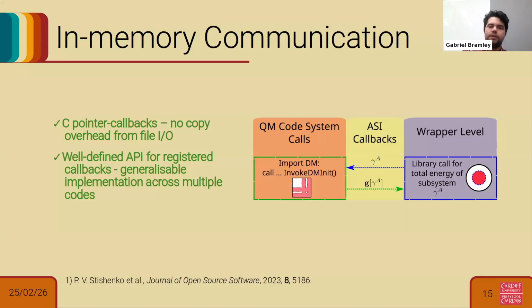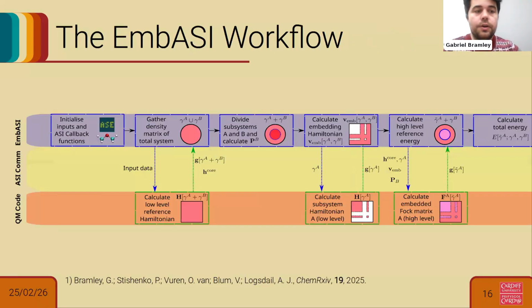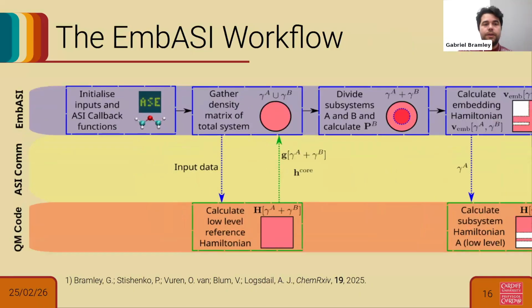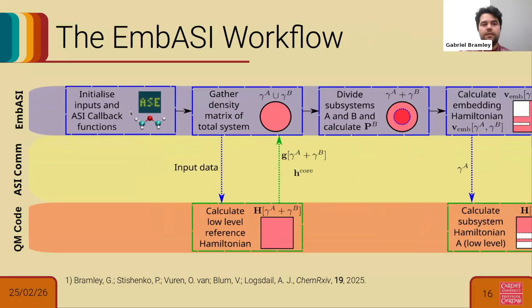We can perform copy operations if we need to, or we can just use the C-based pointers without deallocating them in the code. So this saves us a little bit of trouble in the sense that we're not shuttling information to the disk, which is hopefully a little faster. So overall, the EmbASI workflow looks a little like this. You initialize your inputs and define your ASI callbacks. You gather the density matrix of the total system, and this involves calculating the low-level reference Hamiltonian.